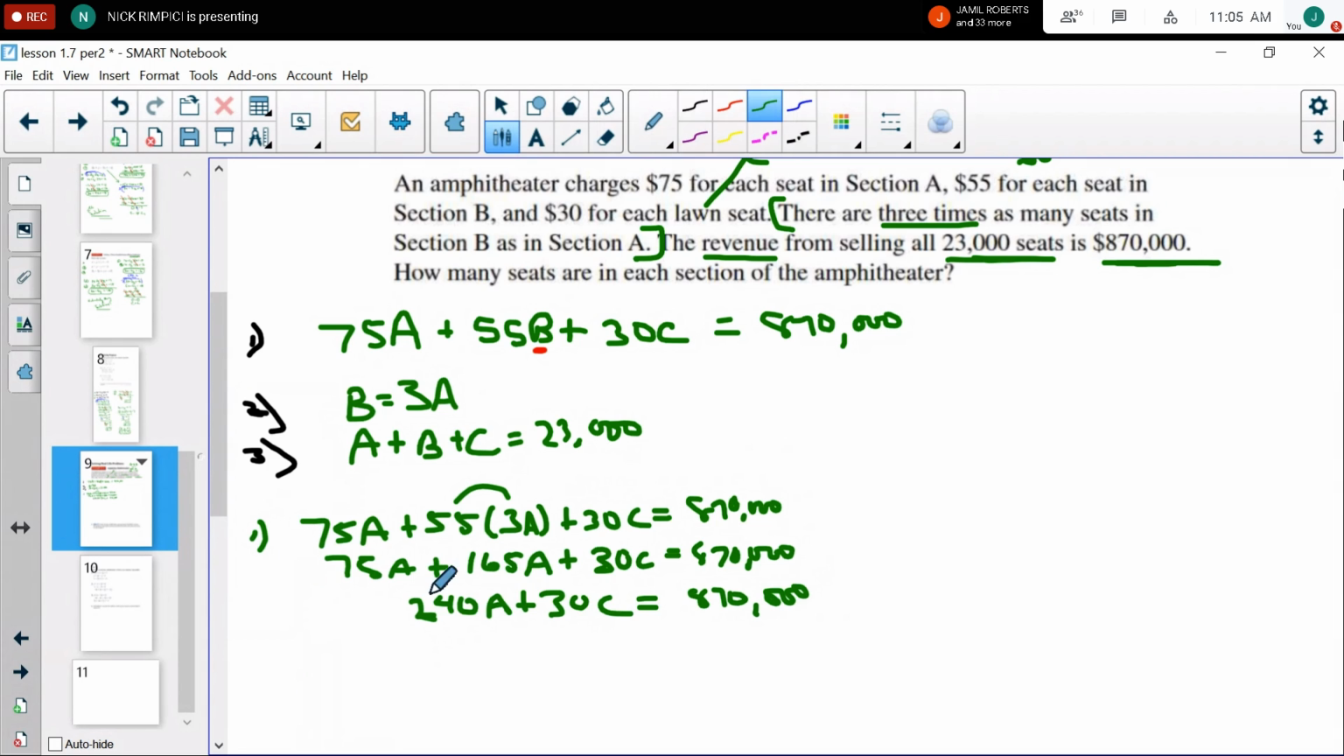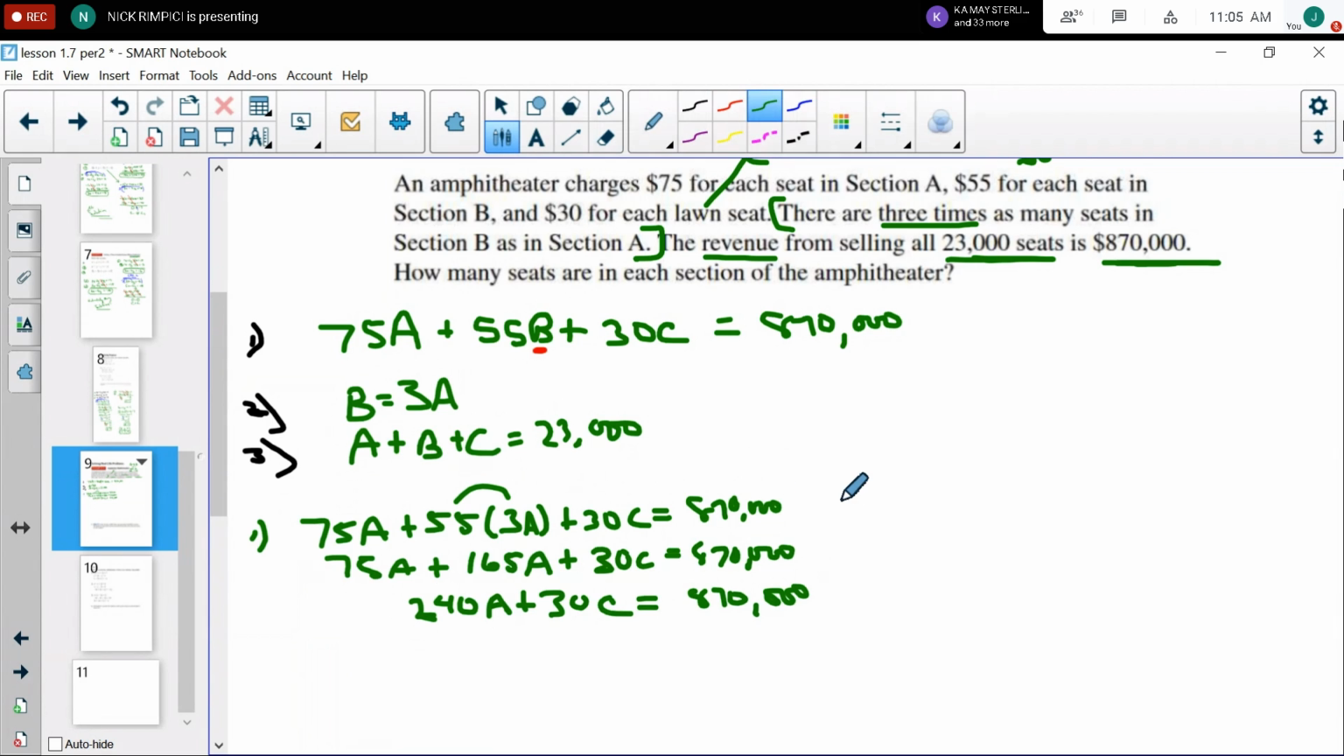So equation 1 now is down to two variables, which is nice. I'm also going to rewrite equation 3. Because B is 3A and I replaced that here, I can also replace the B in statement 3 with 3A as well. That's going to also be helpful.